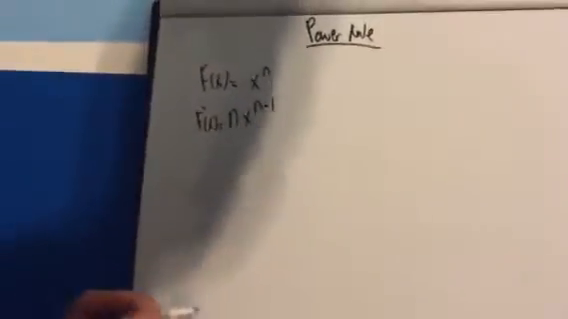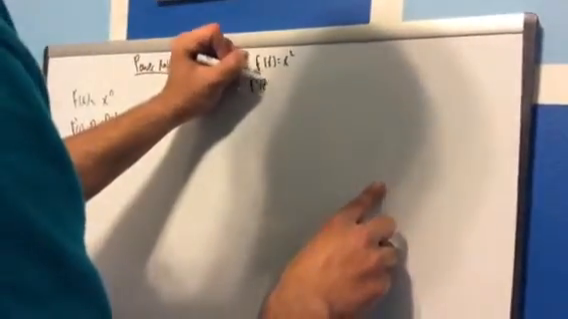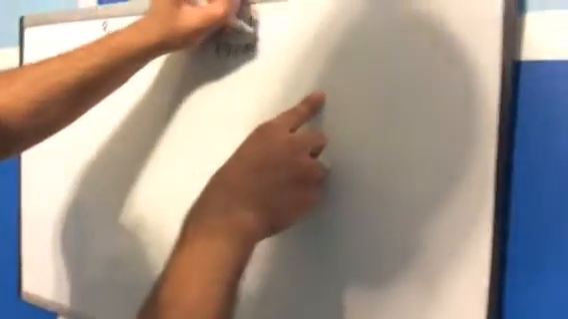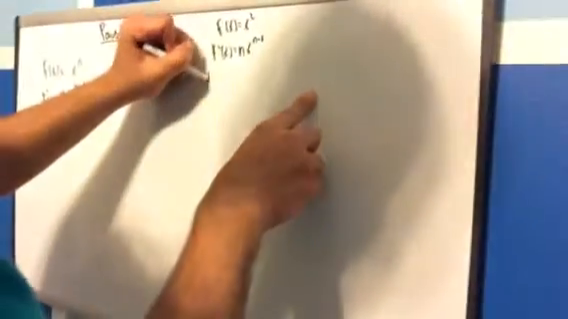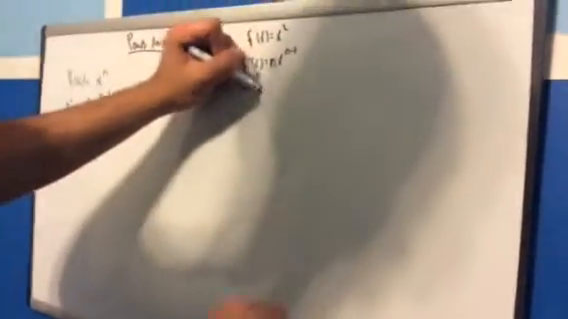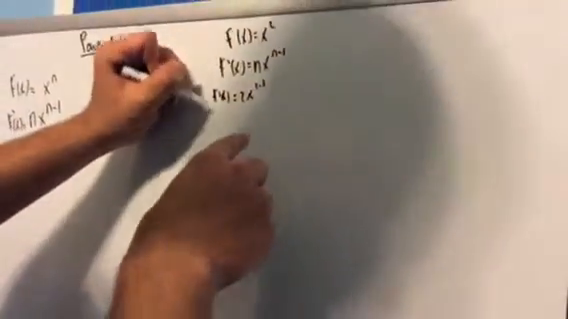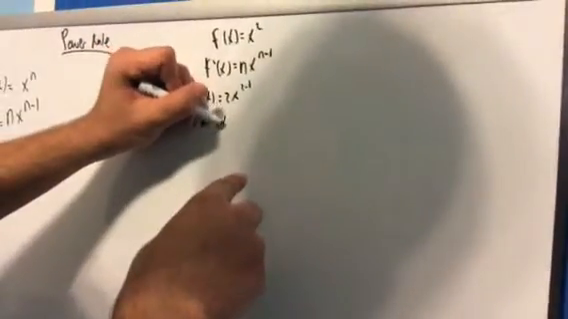So let's test this theory out. So f of x is equal to x squared. The power rule tells us that f prime of x will equal n x to the n minus 1. In this example, n is equal to 2, x is x, and n minus 1 is 2 minus 1. So that will give us an f prime of x of 2x.